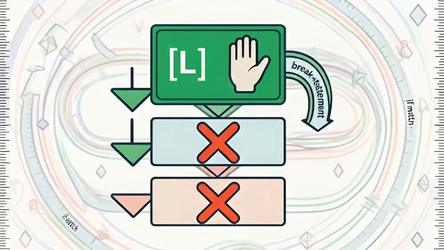Now the 3 flags that handle the vast majority of real-world rewrites. First, L, last. When a rule matches and carries the L flag, Apache stops processing any further rewrite rules for this request. Think of it as a break statement. The match is final, the substitution is locked in, and execution exits the rewrite engine immediately.